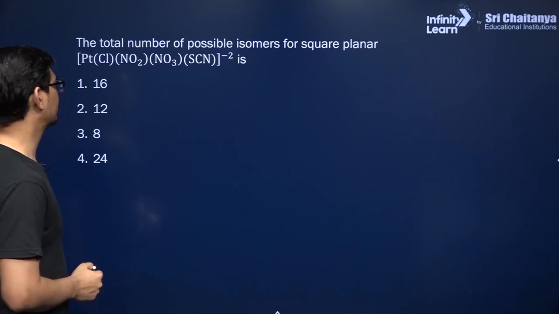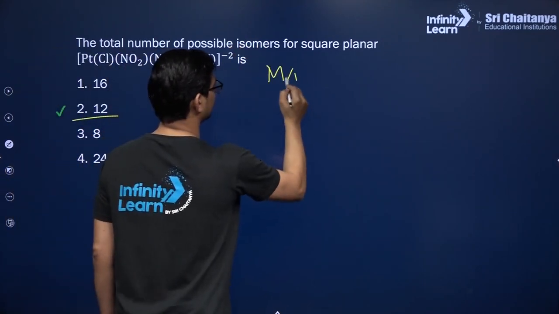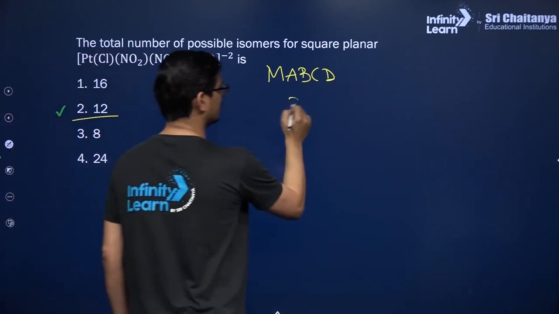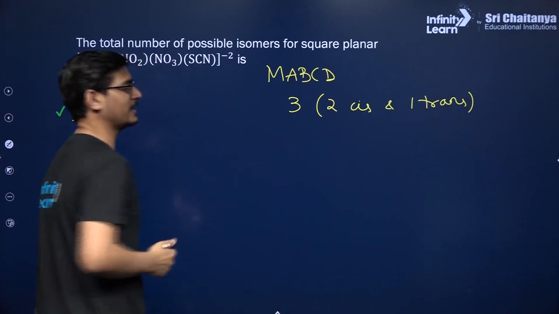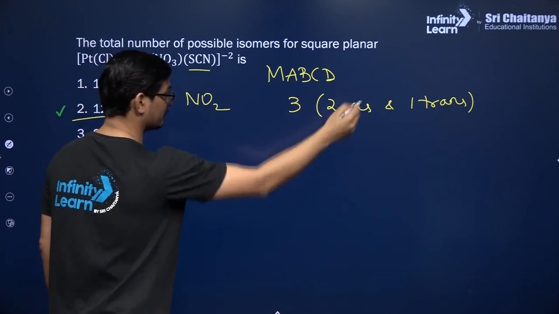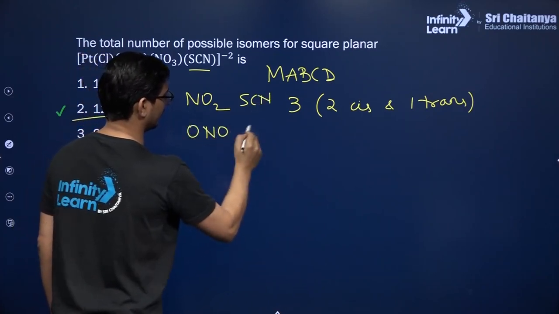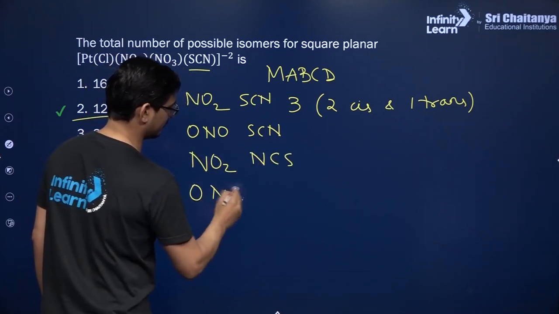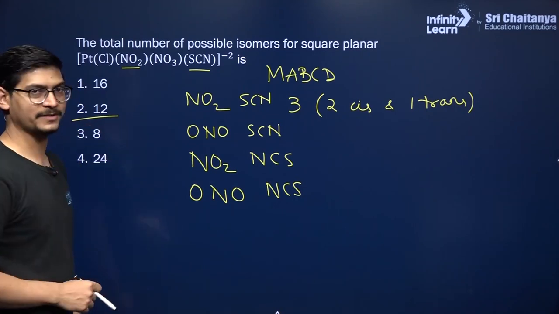The total number of possible isomers for this square planar complex is 12. Because remember guys, if a complex is square planar with formula MABCD, that is 4 different ligands, it will exist in 3 isomers, out of which 2 will be cis and 1 will be trans. Now for each isomer, we have ambidentate ligands, NO2 and SCN. So for each of these 3 isomers, there are 4 combinations possible, a total of 12 isomers.